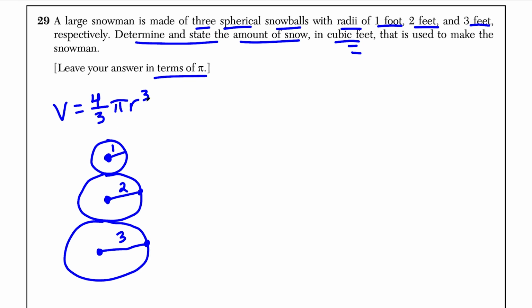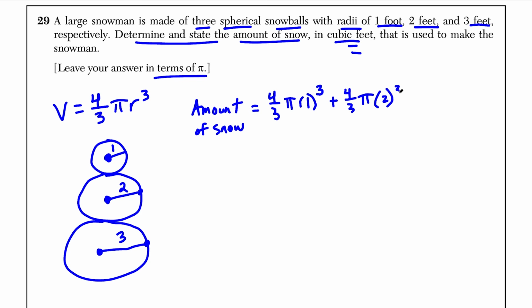number form like this. So the amount of snow that we're going to be using is equal to the sum of these three volumes. So the first volume would be 4/3 pi times the first radius, which is 1, raised to the third power. Plus, then we find the volume of the second sphere. We have 4/3 pi times 2 cubed. And then we have plus 4/3 pi times 3 cubed here like this.